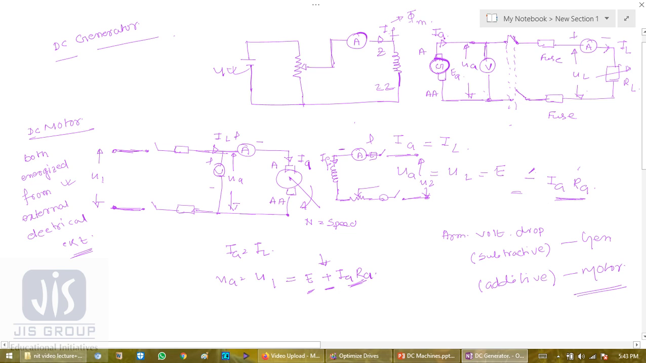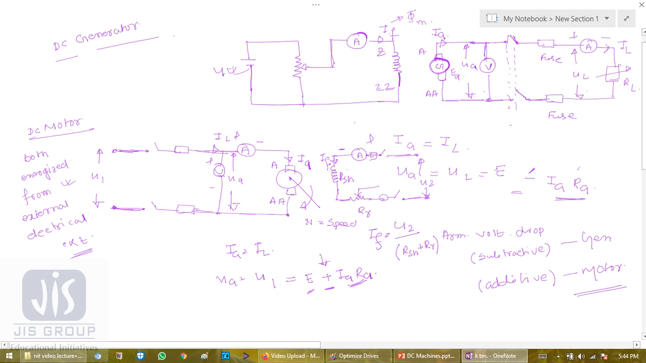One more thing, what is my equation for the motor? What is my field current? This equals, by Ohm's law, voltage U2 by resistance. How much resistance? This is the shunt field resistance RSH, and this is my external resistance RR. So IF equals U2 by RSH plus RR. Okay, so these are separately excited DC machines.